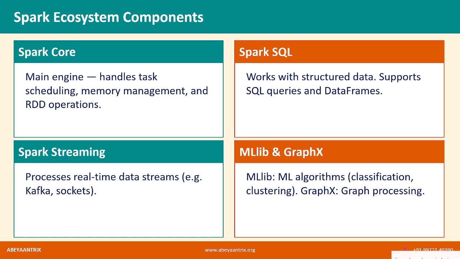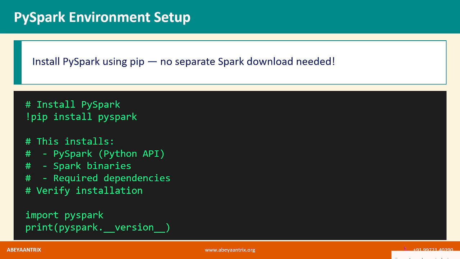You have a certain graph, you can process that. So you can have different machine learning algorithms, everything. These are some of the ecosystem components you can have in Spark, apart from the main components. Okay. How do you set up the Spark environment?